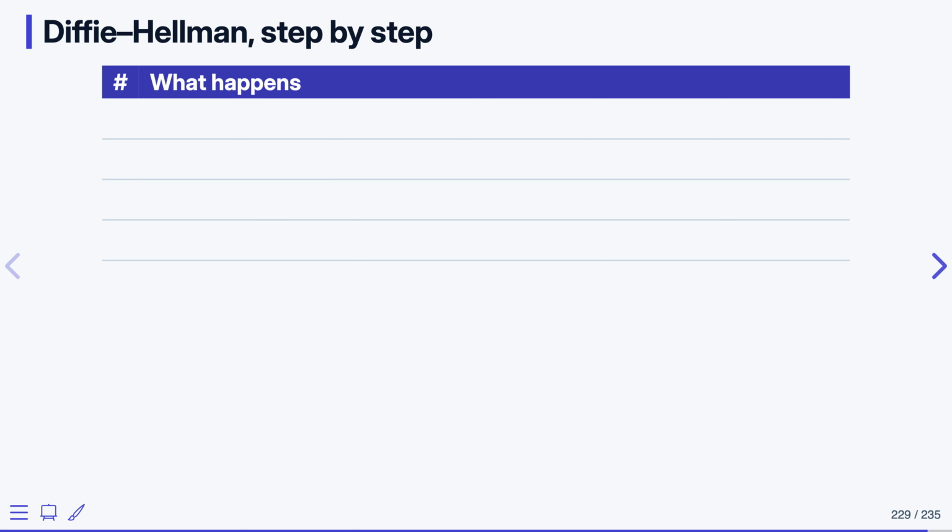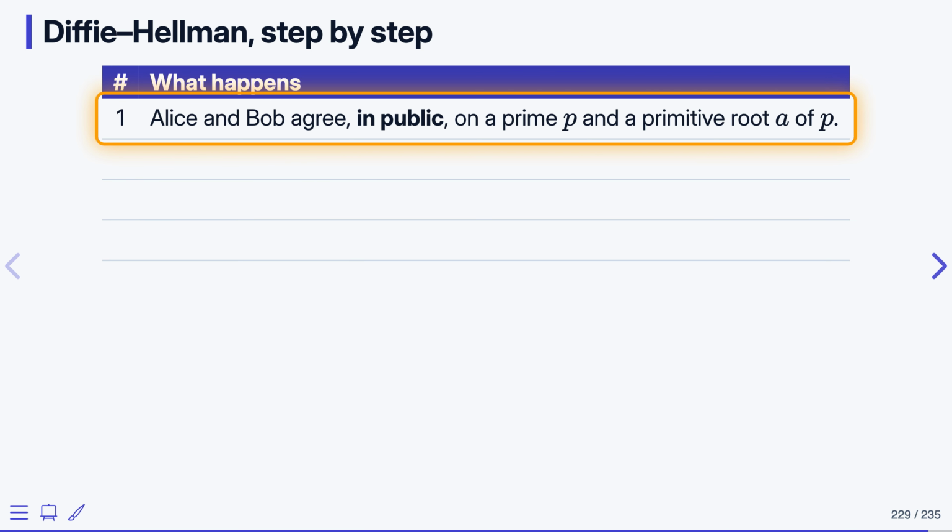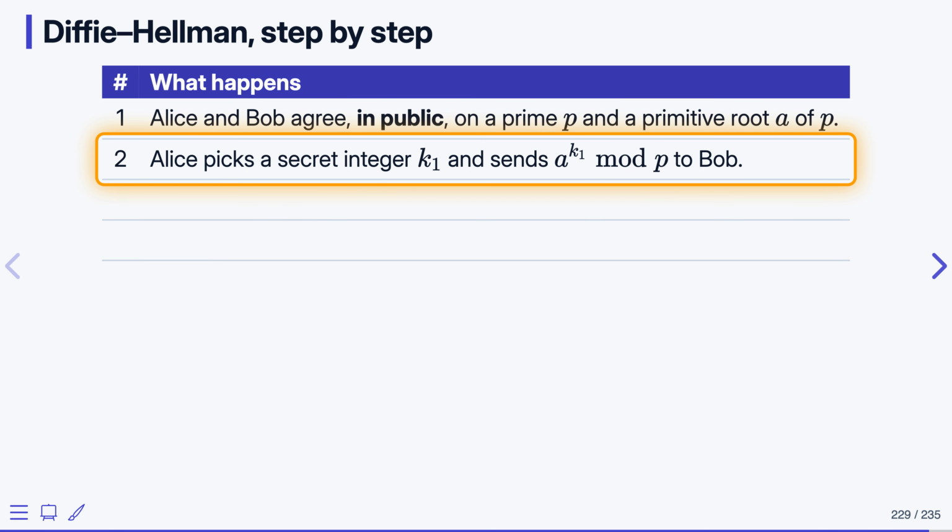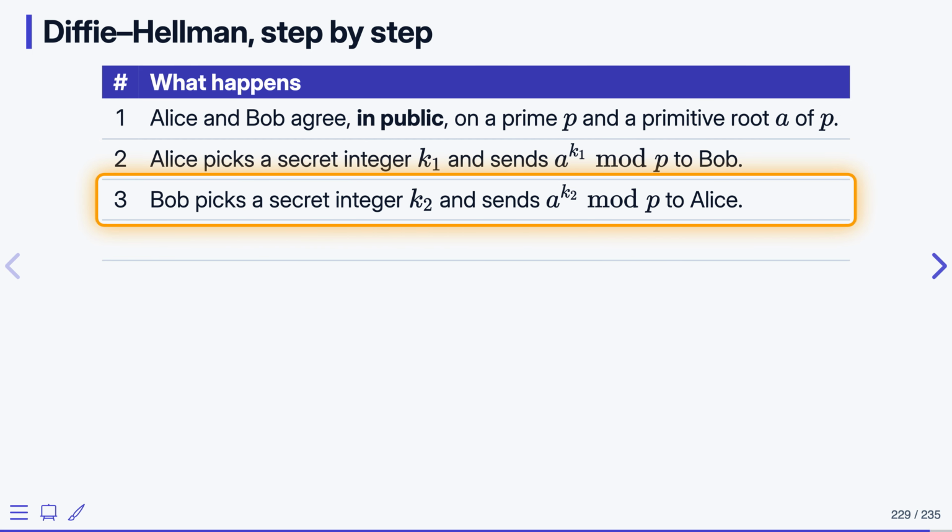This is the protocol, one message at a time. Step 1. Alice and Bob agree, out in the open, on a prime p and a primitive root a of p. Anyone may hear this. Step 2. Alice picks her own secret number k1 and keeps it to herself. She sends a to the power k1 mod p to Bob. Step 3. Bob picks his own secret number k2 and sends a to the power k2 mod p to Alice.